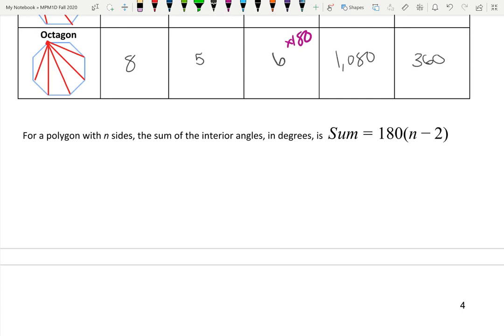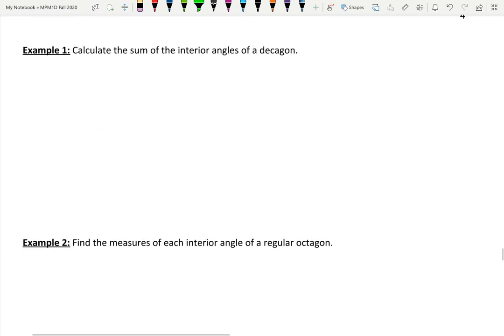Okay, so remember I said the number of sides is also the same number of angles. So that's why here you're going to plug in the number of sides, but then you're going to get the sum of the interior angles. It works because the sides and angles are always the same number. So let's practice using that formula in a bunch of examples.